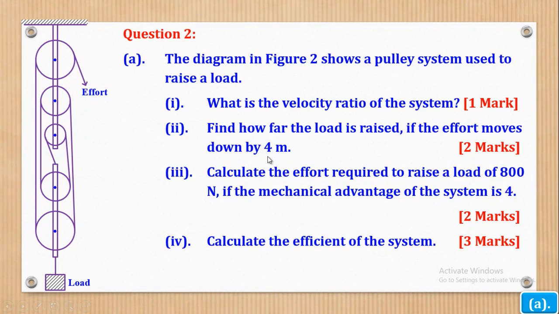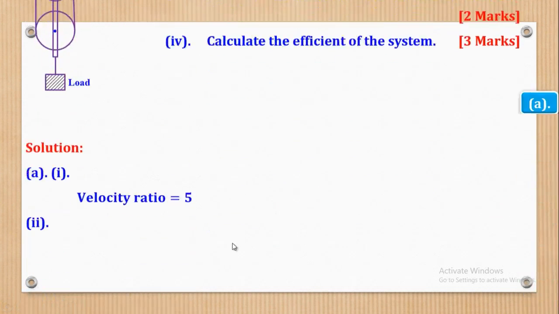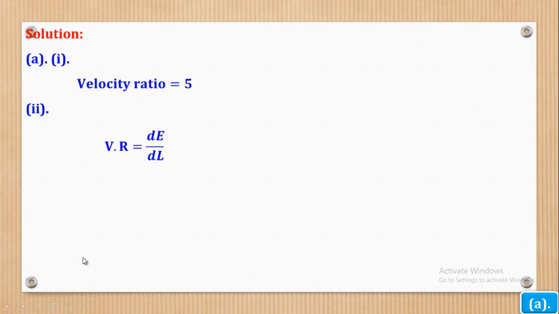So this is the effort distance and it is 4 meters. So they want you to find how far the load is raised. The good thing, we know the velocity ratio, so we shall say that velocity ratio is effort distance over load distance. Now the effort distance was 4 and the velocity ratio we have got as 5. So we only have the load distance as the only unknown. Now when I cross multiply and make dl the subject, it will be 4 over 5, which will be 0.8 meters. So that was Roman 2.